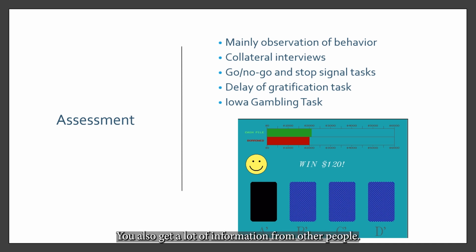You also get a lot of information from other people. Now, these patients may have poor self-awareness and insight, so a lot of the distress that you see might come from somebody around them rather than what the patient is reporting. A go, no-go task requires that you press a button or tap your hand in response to a certain stimulus. But then when another stimulus appears, you should not respond. So it's looking at your ability to inhibit your response.